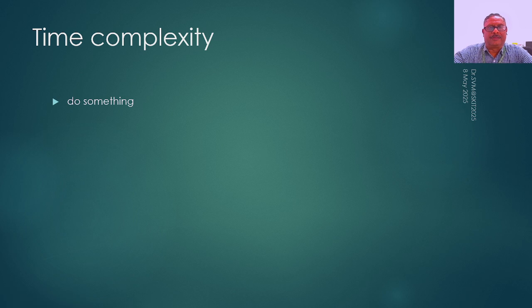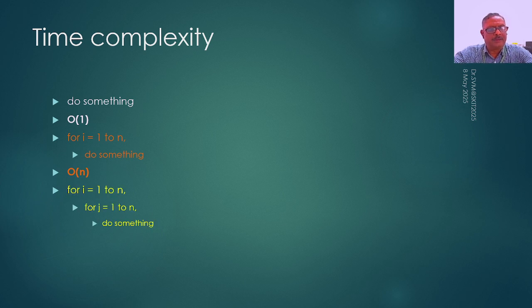So let's take an example. We are doing something. For doing just something once, it takes 1 unit of time. Instead of that, if we repeat that same something n times, so we put it in a loop and repeat that action n times, that means in the worst case we are going to have the time complexity as order of n.